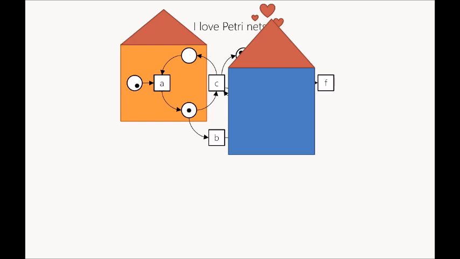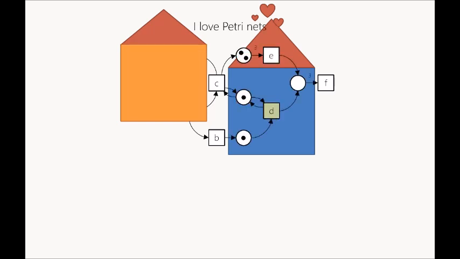fire transition A. And the other way around, if we look at the blue house and we don't see what's going on in the orange house, we can fire transition D. And we don't care which one fires first, which was first or second. If they fired simultaneously, we just don't know. We just know they fired independent from each other concurrently without any order.